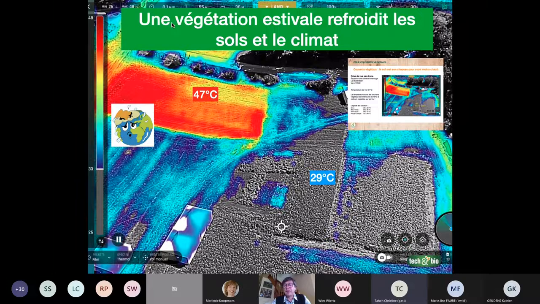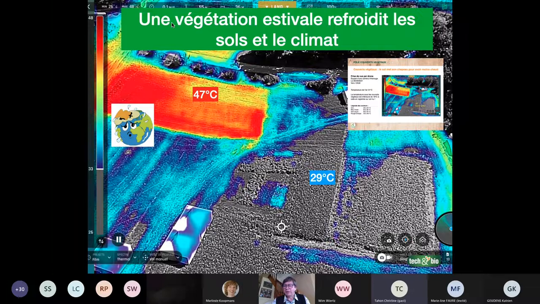So basically a 20 degrees difference between those two soils, because one was uncovered, tilled and dry, and the other one was covered with a green cover crop. So you can really change the temperature of the soil and have a very strong impact.